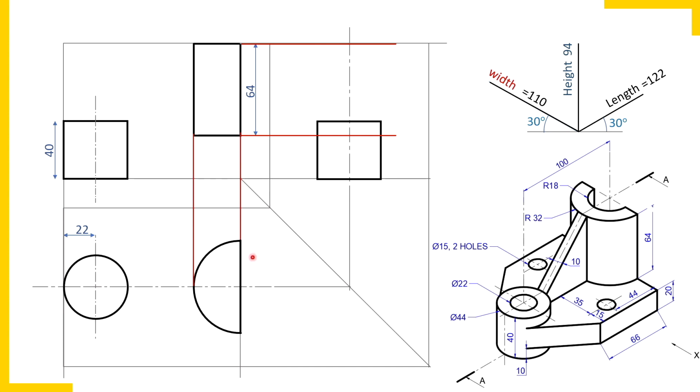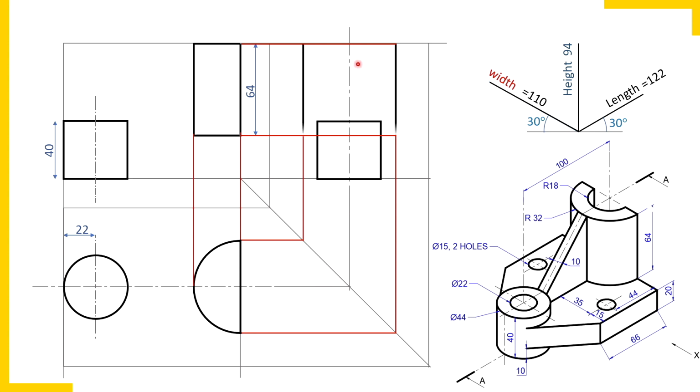And from the top view, the vertical dimension in the top view is the width of this part. So that width becomes horizontal in the side view. So horizontal projectors from the front view to the side view, and vertical projectors from the top view to the side view. And this is how we are able to draw the rectangle in the side view. Remember, it is a semi-cylinder in the top view, a semi-cylinder in the front view, and a semi-cylinder in the side view.